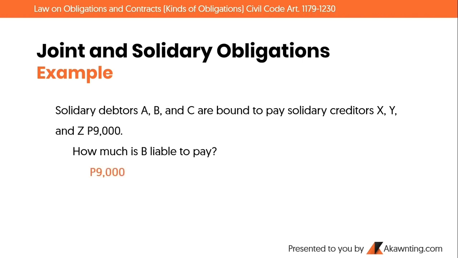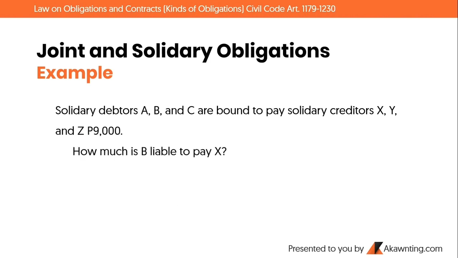Okay. So, how much is B liable to pay? So, 9,000 dahil solidary. How much can Z collect? So, ganun din. Medyo mali. Okay. So, how much can Z collect? That will be 9,000. So, mali ito. 9,000 dahil solidary. Okay. Hindi natin na edit.